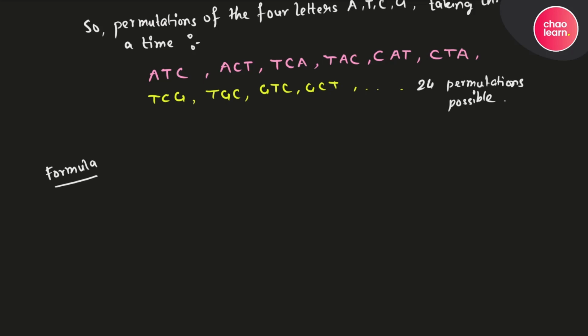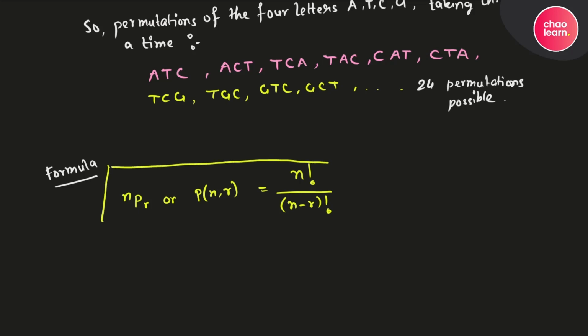So here we have the formula. Let me write it. nPr, or P inside bracket n, r, is equal to n factorial upon n minus r factorial. Now you would know the importance of factorial. So this is a very important formula which you should know. You should remember this formula. It's a very useful and important formula as well.